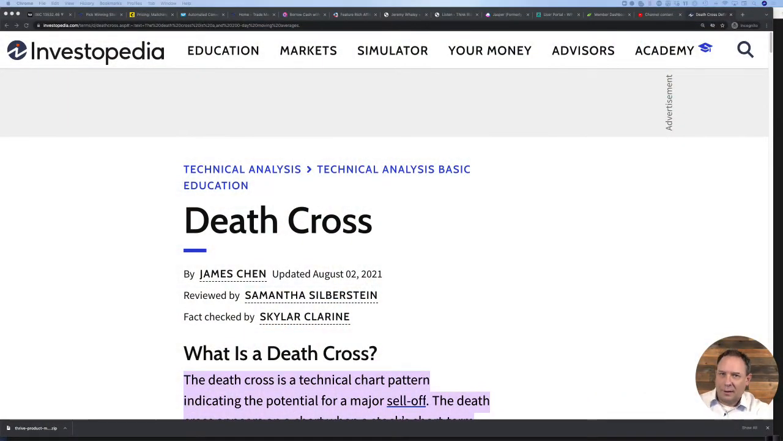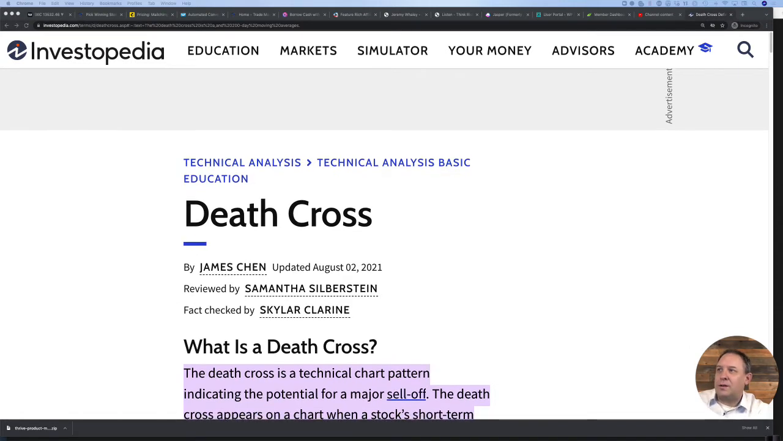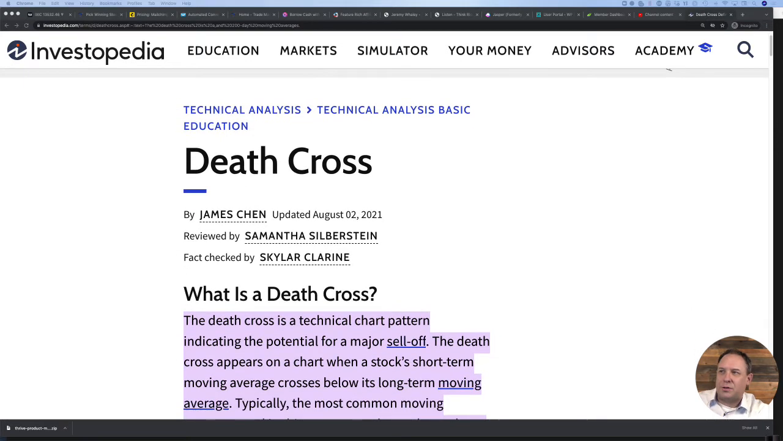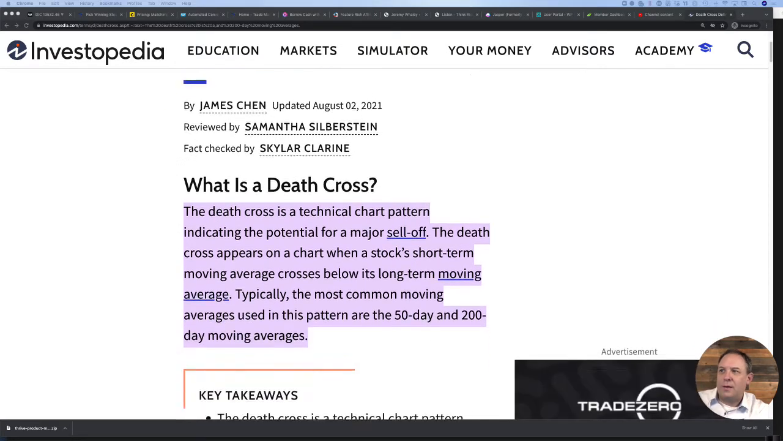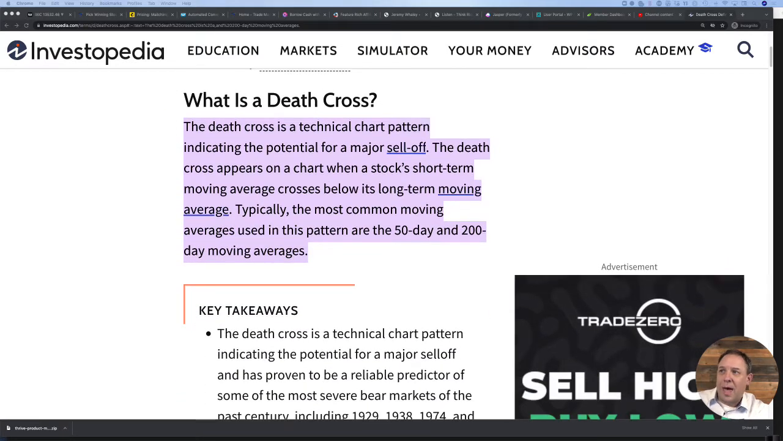So let's get over here to my browser because I have pulled up for us. I did a little research for us, as if I didn't already know the answer. No, I did a little research for us. I want you to see the way Investopedia describes the death cross. The death cross is a technical chart pattern indicating the potential of a major sell-off. The death cross appears on a chart when a stock's short-term moving average crosses below its long-term moving average. Typically, the most common moving averages used in this pattern are the 50 and the 200-day moving average.